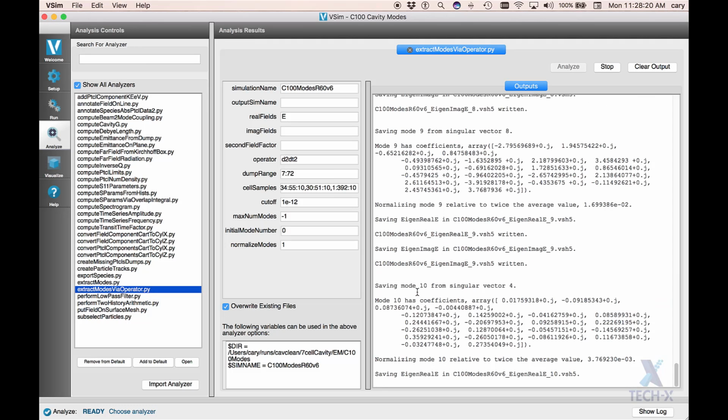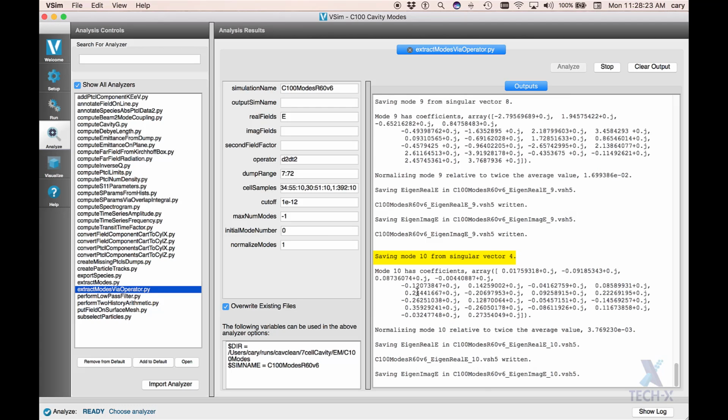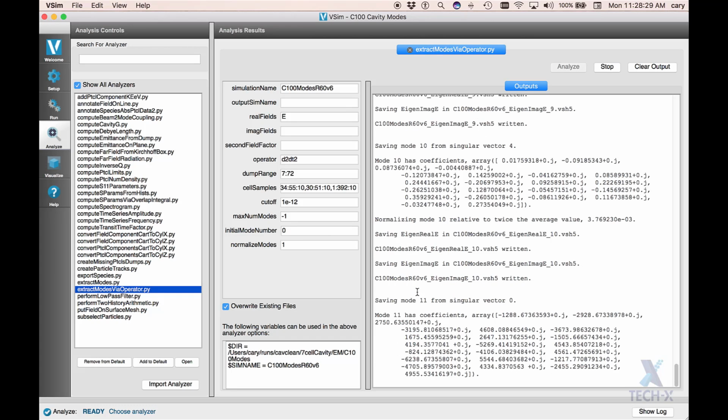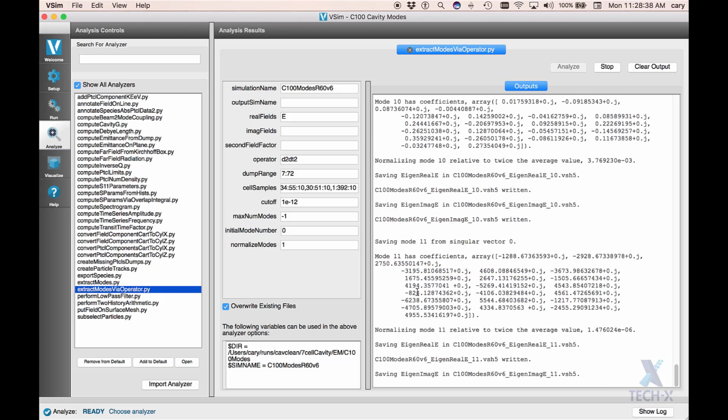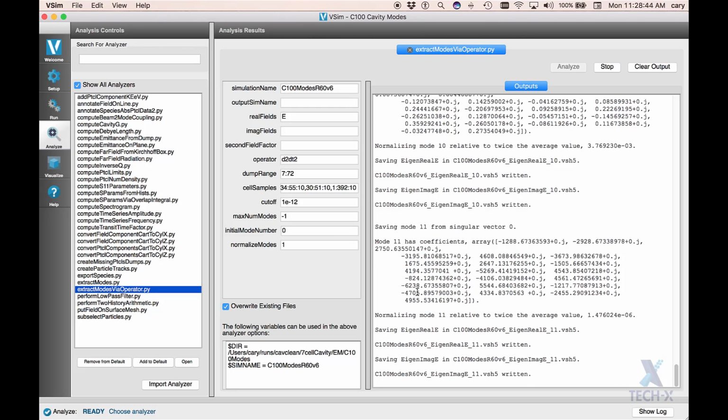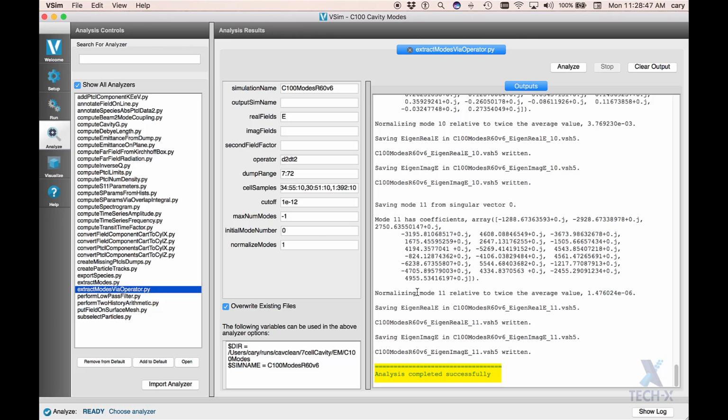At this point, it has found mode 10, and it is saving that mode. The last mode that we found was mode 11, which it is now saving. And finally, the analysis has completed. With the analysis completed, we are now ready to begin visualizing those modes.